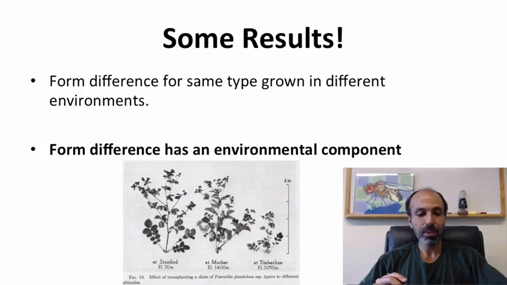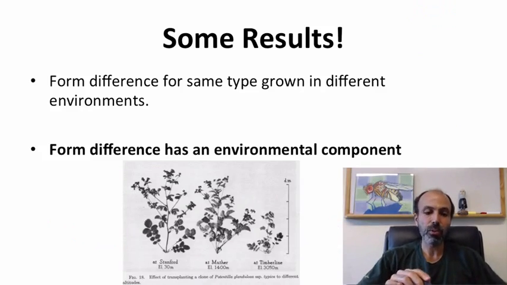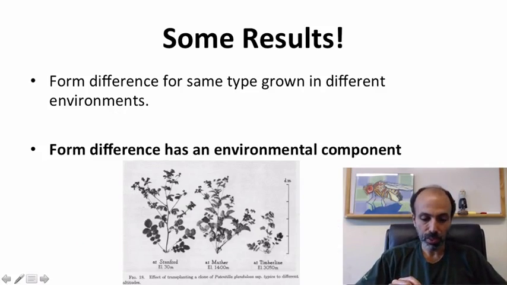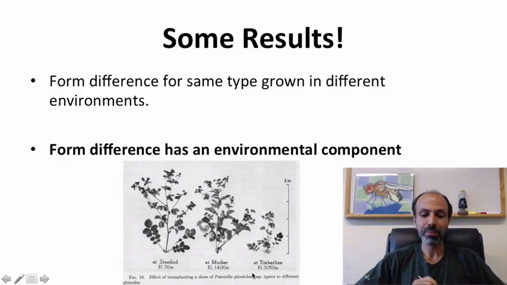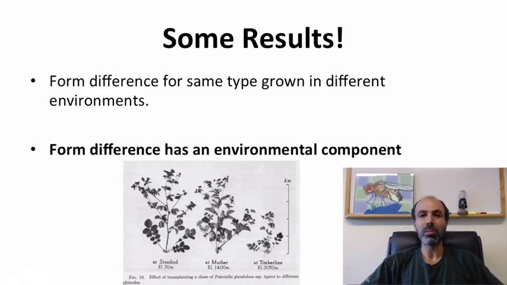And in fact, with this, they did still see an effect. The form difference for the same type grown in different environments was still apparent. This is showing Potentilla glandulosa. And this was grown at Stanford, Mather, and Timberline. And you note again, the Timberline ones are quite small. The Stanford ones are much bigger and bushier. This suggests this form difference does have an environmental component.